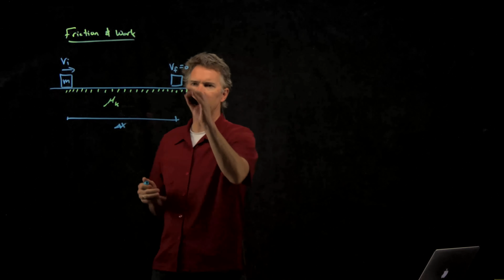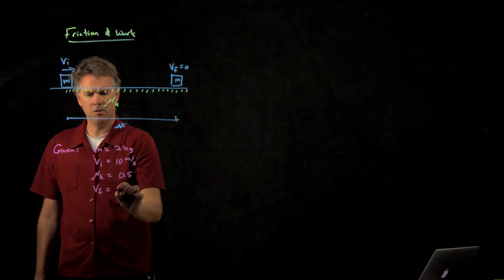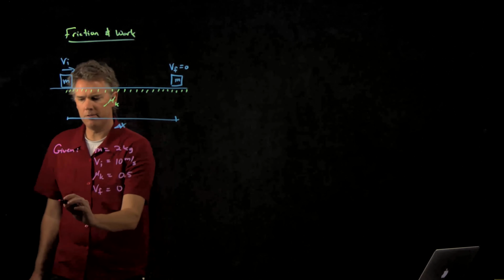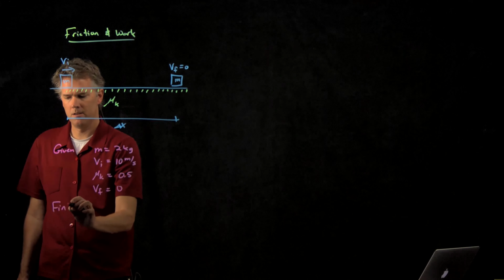Let's give you some numbers to work with, and then we'll figure out what delta x is. So let's say that the mass is 2 kilograms. We'll say that vi is 10 meters per second. We'll say that mu k is 0.5. Vf is 0. And we want to find that distance, delta x.